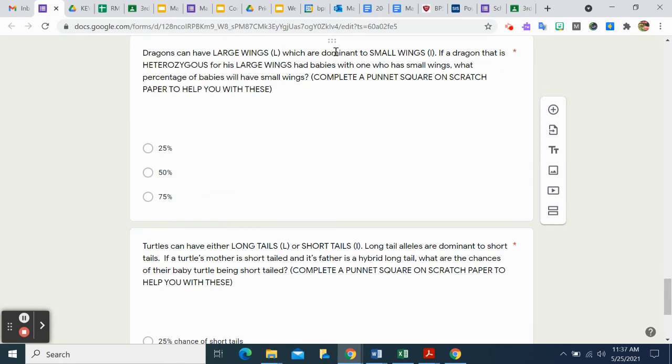Dragons have large wings which are dominant to small wings. So you have capital L and a little l. If a dragon that is heterozygous for his large wings had babies with one who has small wings, what percentage of babies will have small wings? Again, complete a Punnett square on scratch paper to help you with these. So you have 25%, 50%, or 75%.